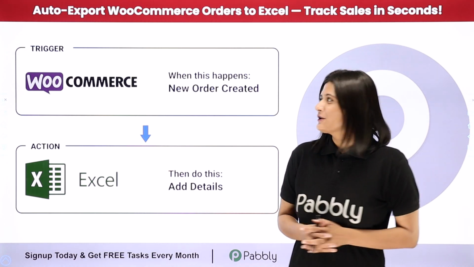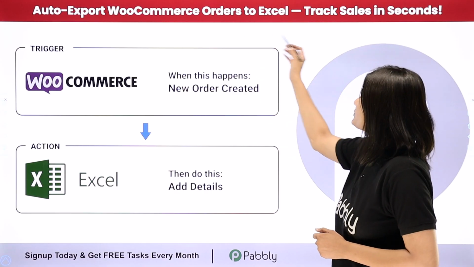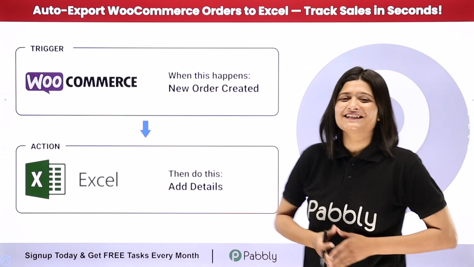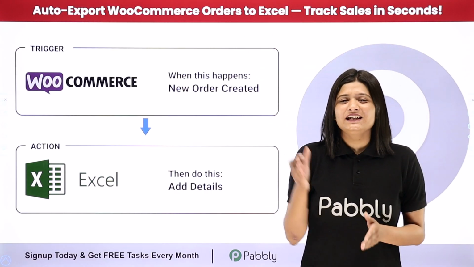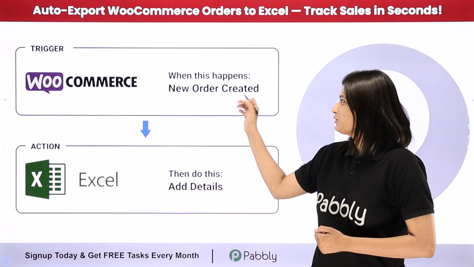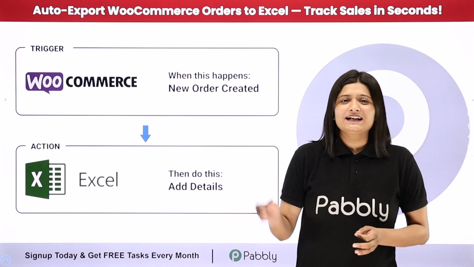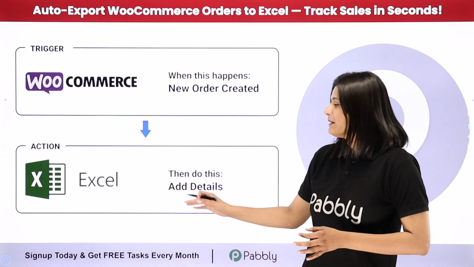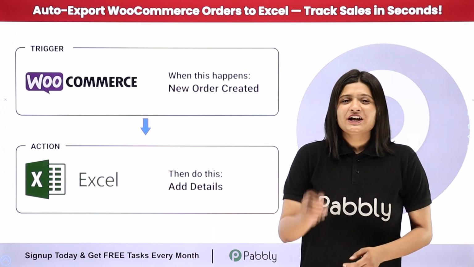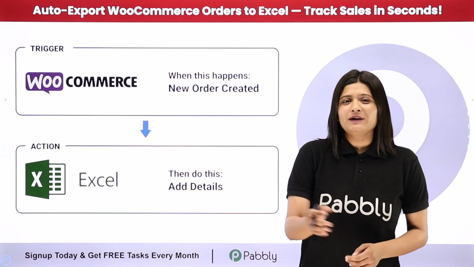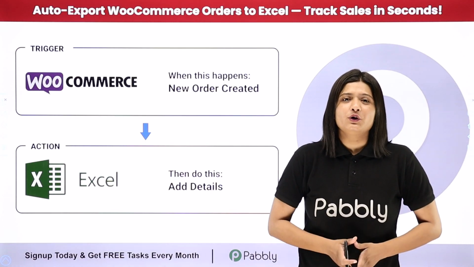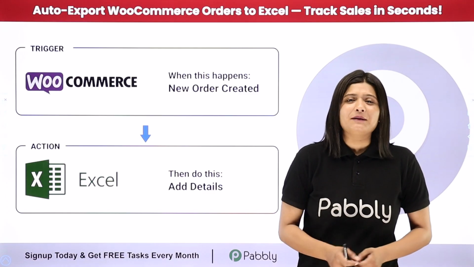In this video, we are going to see auto export WooCommerce orders to Excel, track sales in seconds. So let's suppose I am running an e-commerce store and I have a store on WooCommerce. I want that whenever I receive a new order, I should automatically add all these order details to my Microsoft Excel workbook. Doing this manually will consume a lot of my time, and that's why I'm completely going to automate this entire process using Pabbly Connect.